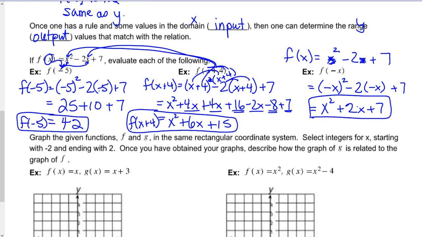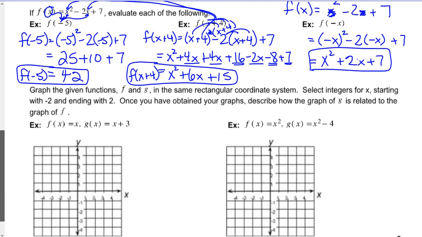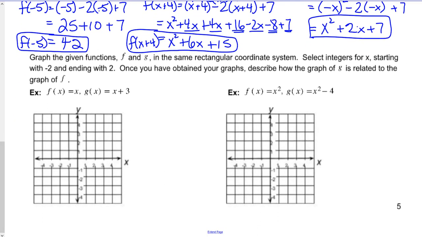So that's evaluating functions, different expressions, and you'll get to practice some of those on your homework. Now, what we're going to evolve into is being able to graph some of these, and we're going to hopefully eventually get away from our t-charts. We're still going to do them by t-charts, but we're going to start looking at some patterns very, very quickly. So we're going to graph the given functions f and g in the same rectangular coordinate system, which is this guy right here, that same coordinate plane.